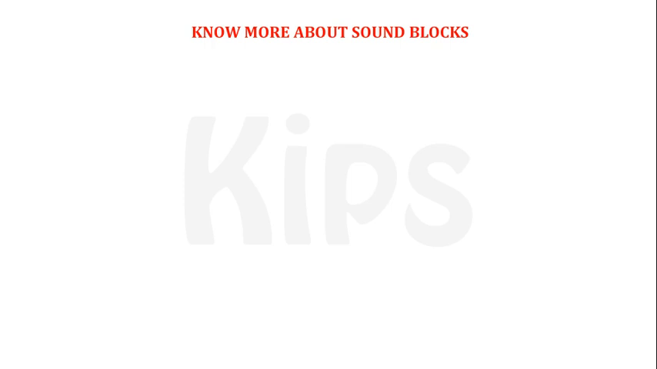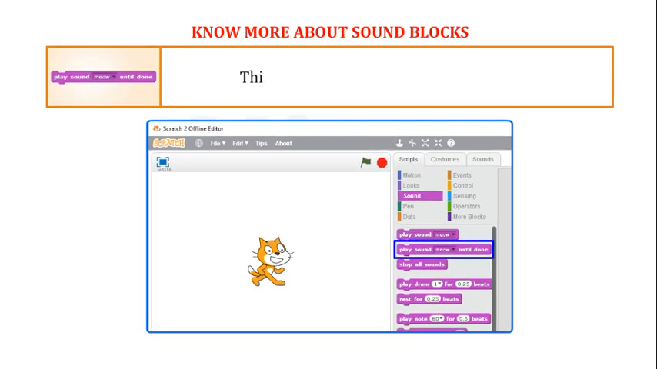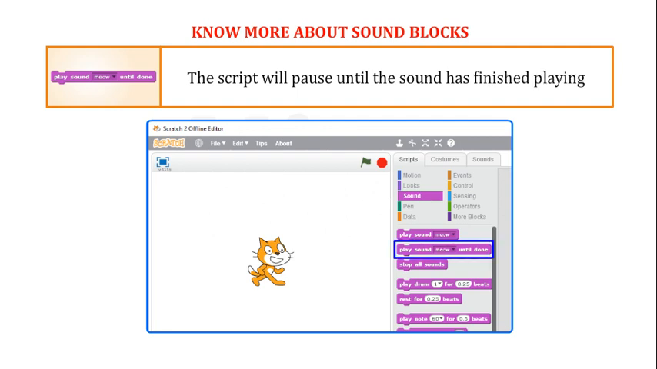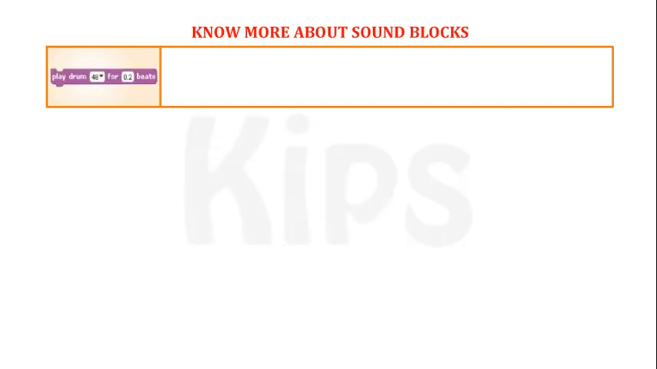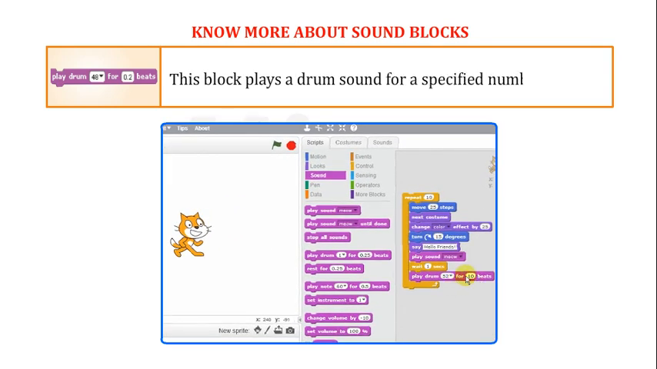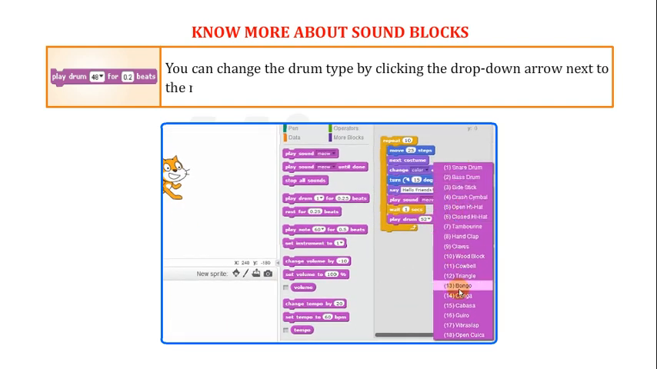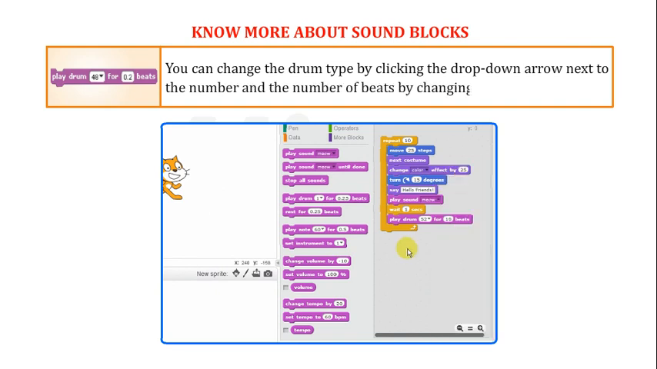Know more about sound blocks. Play sound meow until done. This block will play the specific sound. The script will pause until the sound has finished playing. Play drum 48 for 0.2 beats. This block plays a drum sound for a specified number of beats. You can change the drum type by clicking the drop-down arrow next to the number and the number of beats by changing the value in the box.